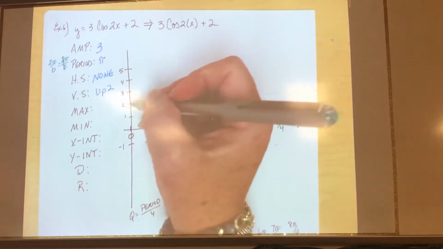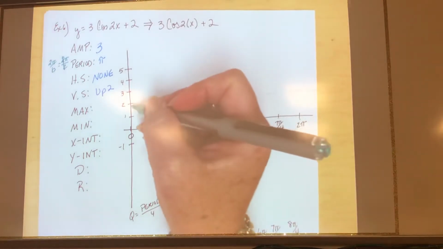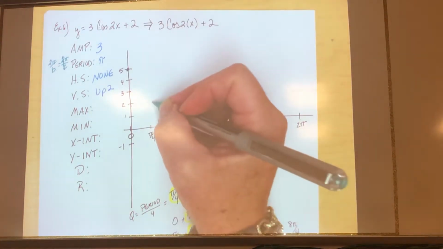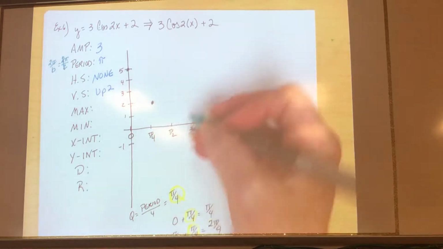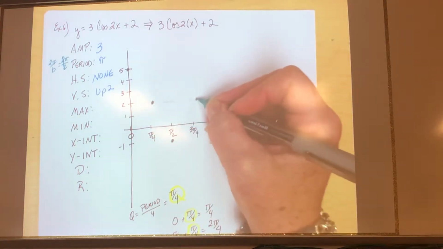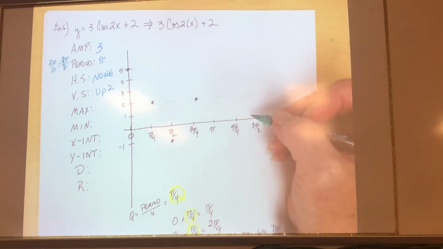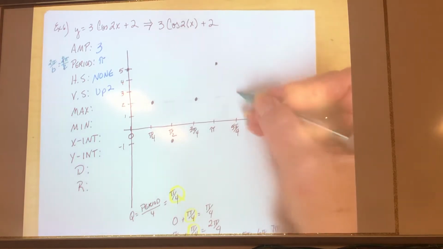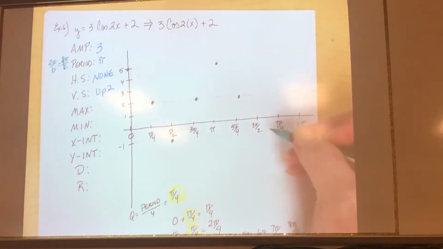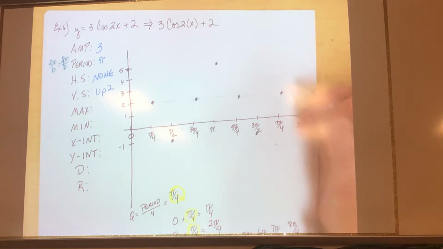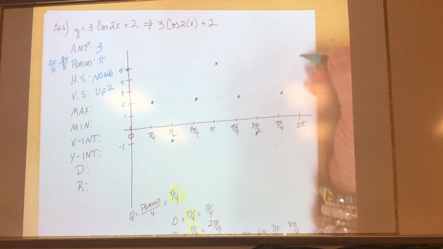So from my new middle, I go up 3, and I make a dot. And then I go to the middle, and then I go to the bottom. And then I go back to the middle. Are y'all with me? And then I go back to the top. Back to the middle. Back to the bottom. Back to the middle. And back to the top.